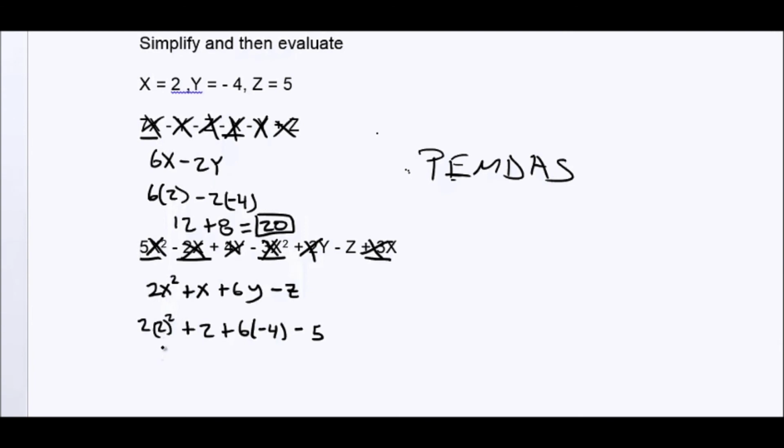So 2 squared is 4, and then 4 times 2 is 8. Plus 2. 6 times a negative 4 is a negative 24, minus 5. Now we just, from left to right, start adding and subtracting. So 8 plus 2 is 10. 10 minus 24 is a negative 14. A negative 14 minus 5 is negative 19. Final answer. So today we learned to combine like terms and evaluate expressions together.